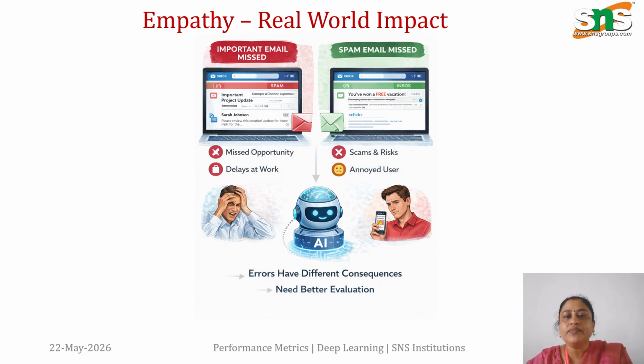Let's consider the real world impact. If the classification prediction is wrong, it may create a serious error, or it may not be something serious. For example, consider the same scenario: if an important email is missed, it is a critical issue. What happens here is there is a missed opportunity and also delays at work. In the same case, if a spam email is missed, then there is no scam or risk. So if errors are predicted, they have different consequences. So we need a better evaluation model to classify this.